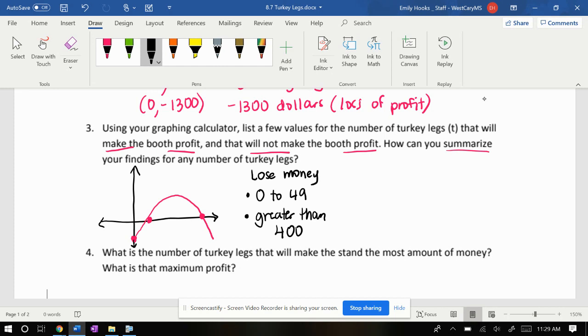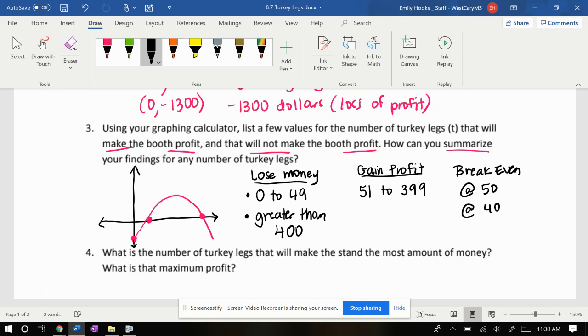So where I will get profit, where I'll gain some money, is anywhere from 51, because 50 is where I'm not going to get anything, to 399. So anything in between there, I'll gain. And then, so that's losing money, that's gaining money. And then this is called breaking even. That's going to be at 50 and at 400. And we'll get more into that in a minute.